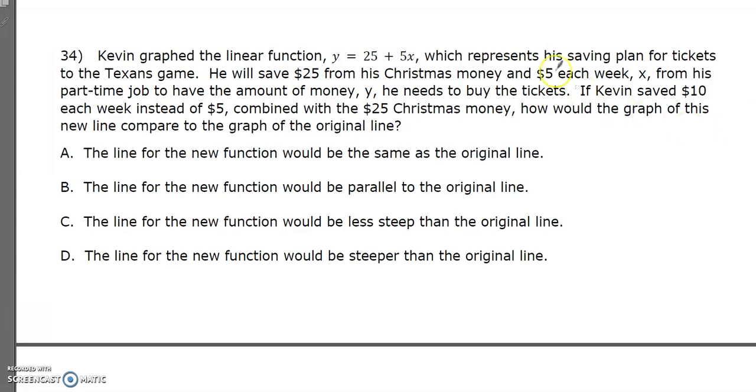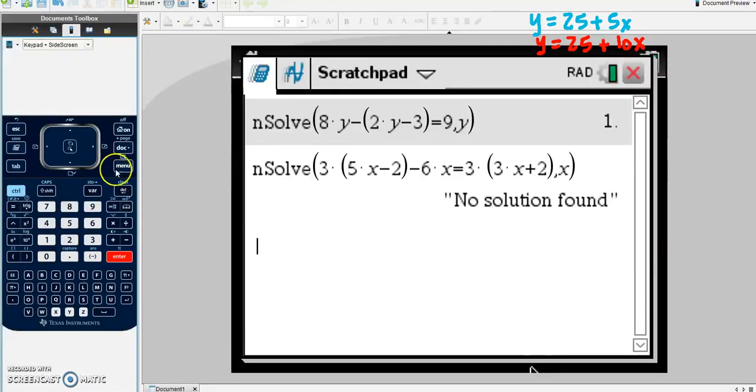Okay, so what I'm going to do is write the original one here, and it was 25 plus 5x. And then I'm going to write the new one. It is going to be y equals still 25, but instead of $5 per week, it's going to be $10 per week. Okay, so now we're going to flip over to our calculator.